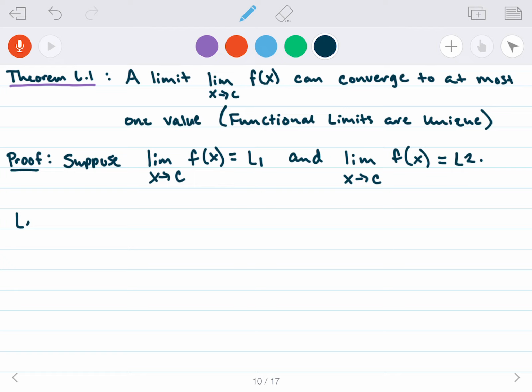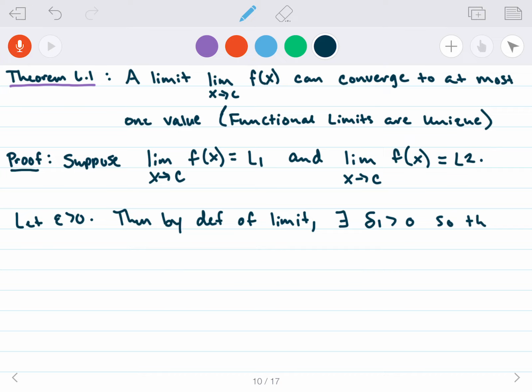Okay, and so we're going to let epsilon be bigger than 0. Then, by definition of the functional limit, since this converges to L1, there is some delta 1 bigger than 0, so that, our c is just c here, so that x minus c being in the delta 1 neighborhood implies that absolute f of x minus L1 is going to be less than epsilon over 2. We're just going to do the usual epsilon over 2 trick here.